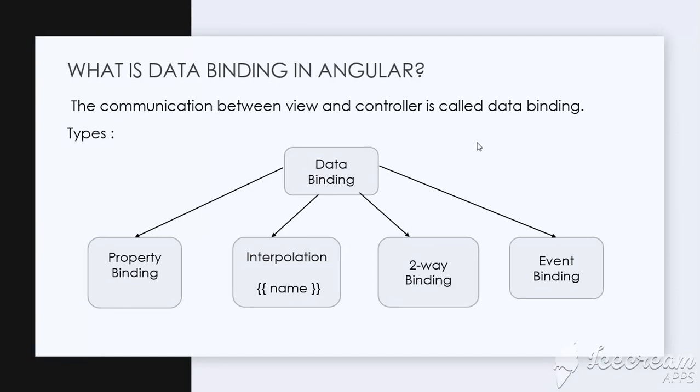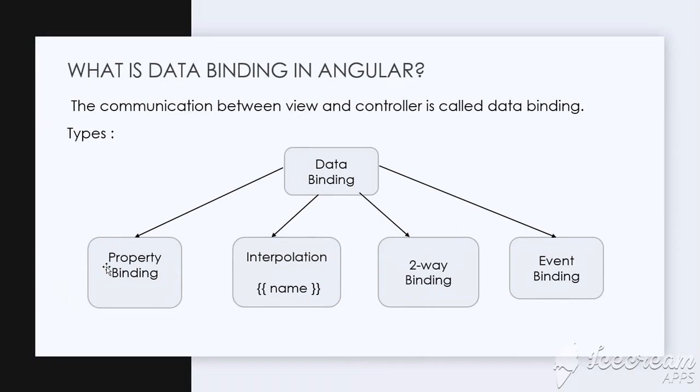But if it's happening only one way, let's say from HTML to TS, or from the TS file, the controller, to the HTML, so if the flow of data is in any one direction, it's called one-way data binding. And there are three types of one-way data binding. One is event binding, the next is interpolation, and the third is property binding. These three, property binding, interpolation, and event binding, are the examples of one-way data binding. Two-way data binding I already explained.